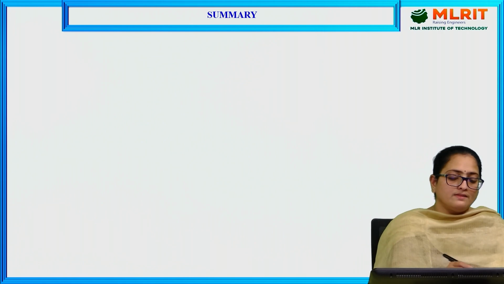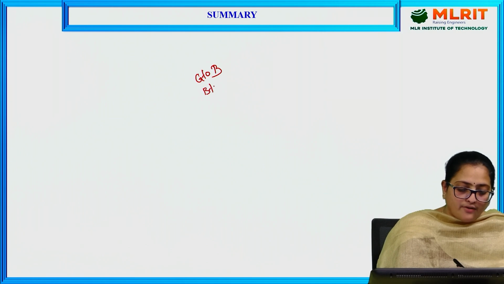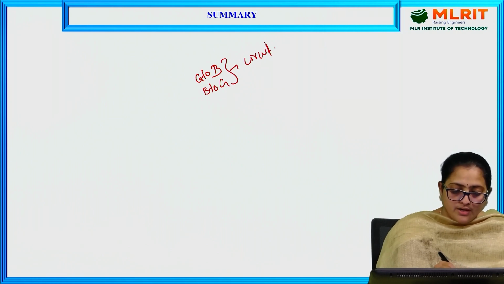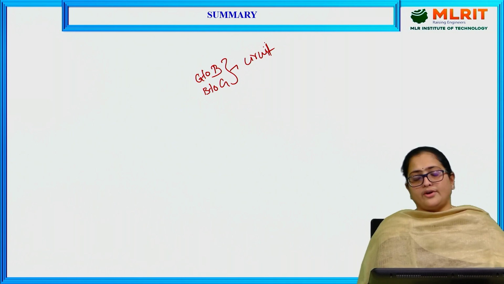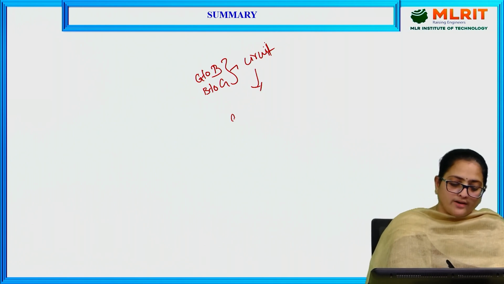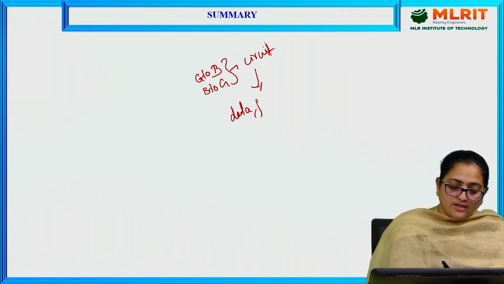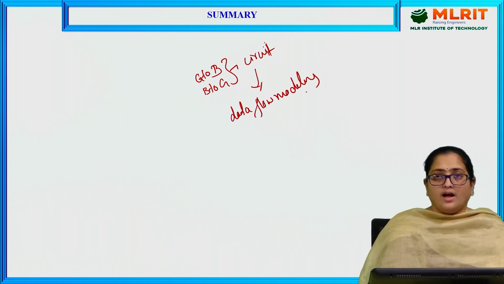So, in this video, we learned how to convert gray to binary and binary to gray and what is the circuit diagram for both gray to binary and binary to gray. With the help of circuit diagram, we have written a data flow modeling for gray to binary and binary to gray.